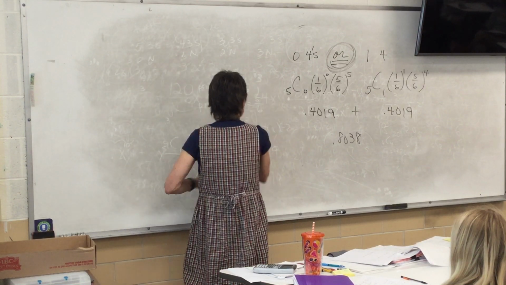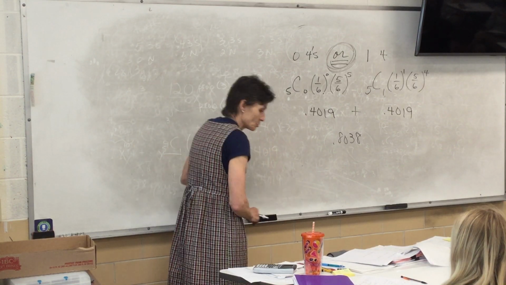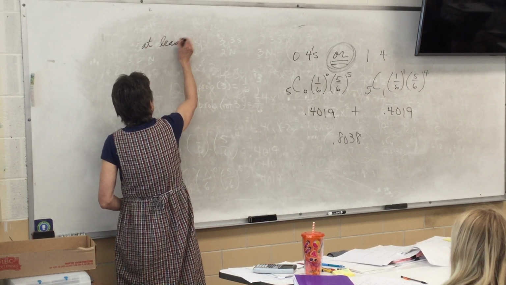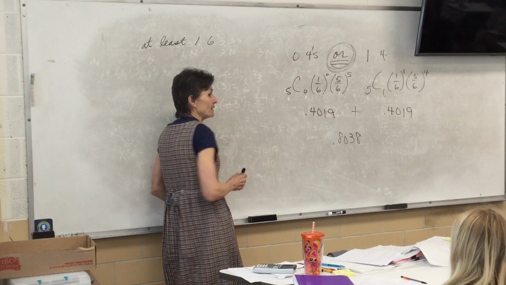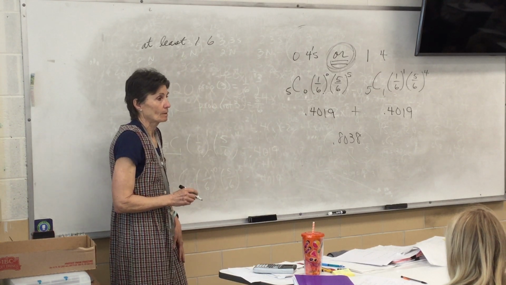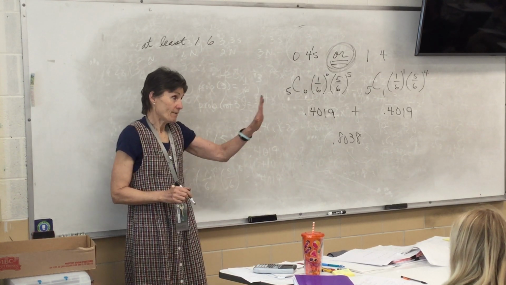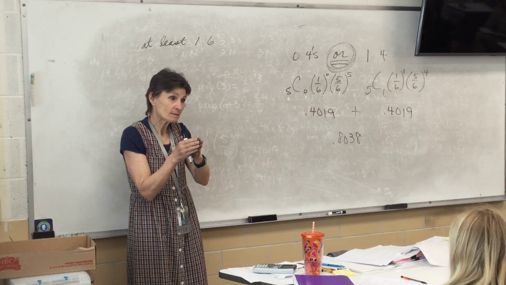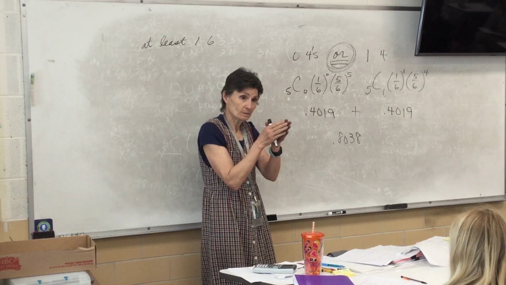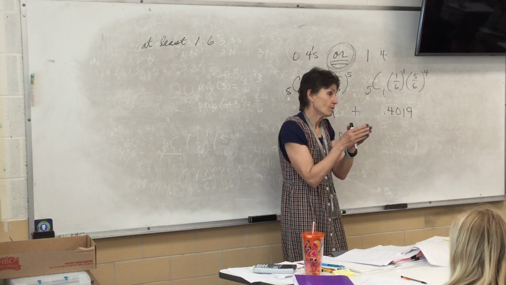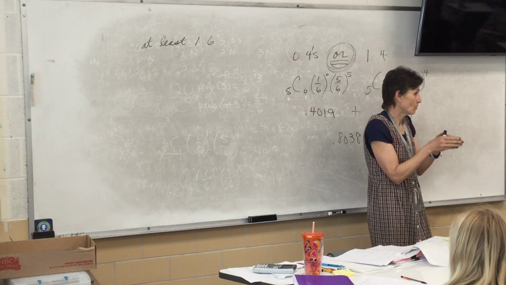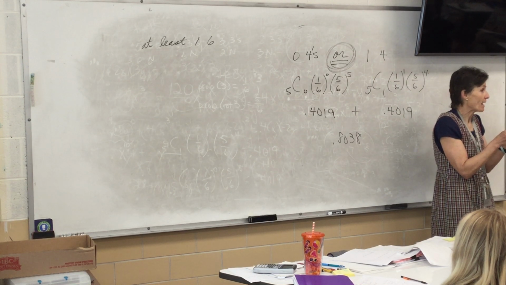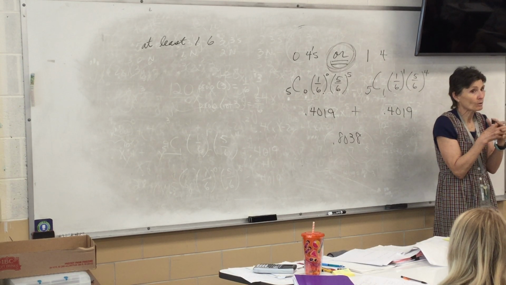Now, let's see who's thinking. The next one says, at least one 6. What does that mean? Roll it 5 times, right? So I could get one 6, or 2, or 3, or 4, or 5. Now, you can do that, but that's a lot of work.